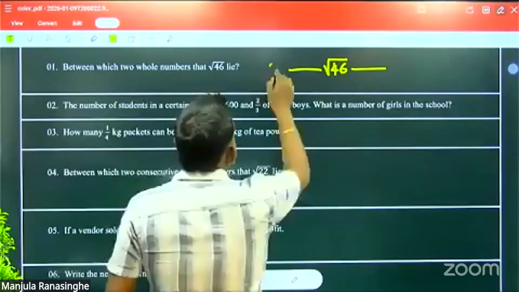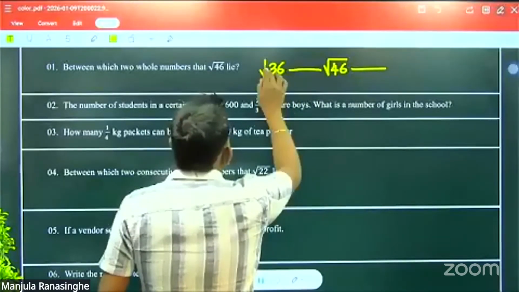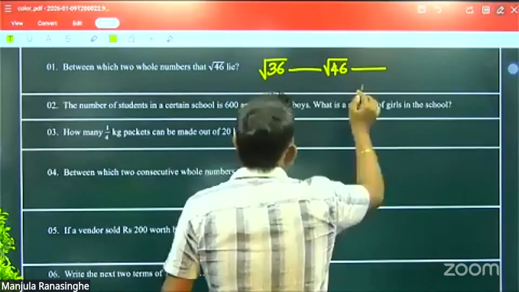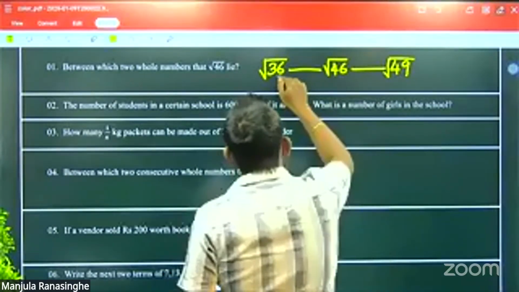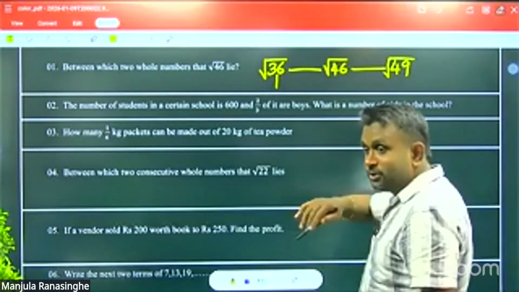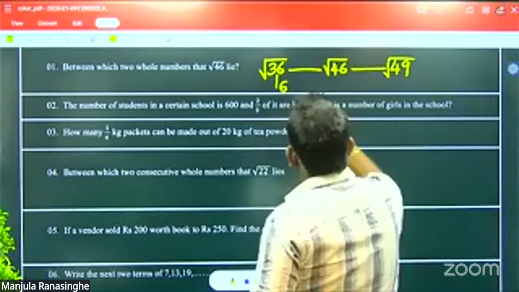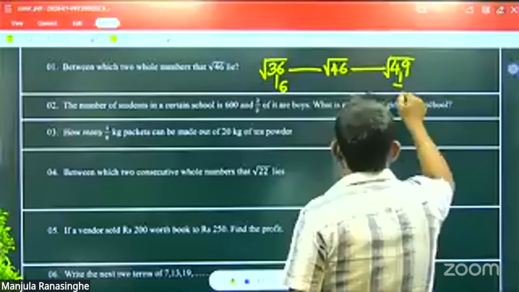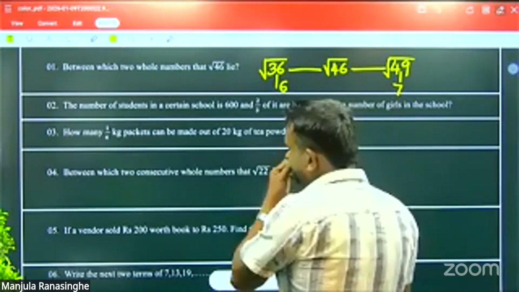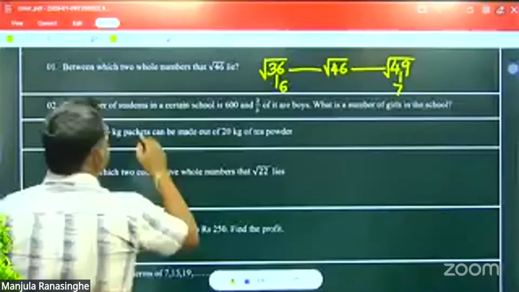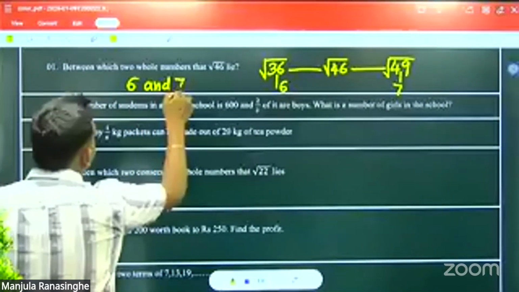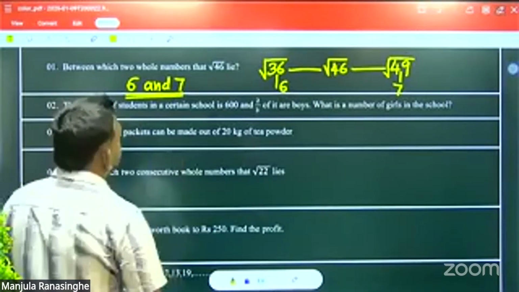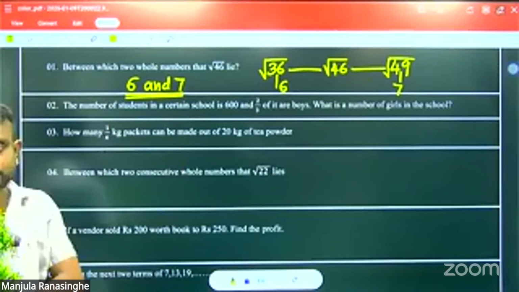That is 36. Then the upper perfect square is 49. What is the value of square root 36? That is 6. Square root 49 is 7. So now you can see it is in between 6 and 7. You can write it's between 6 and 7.